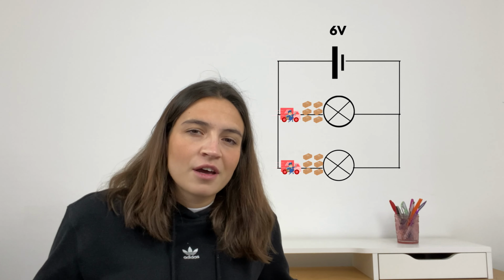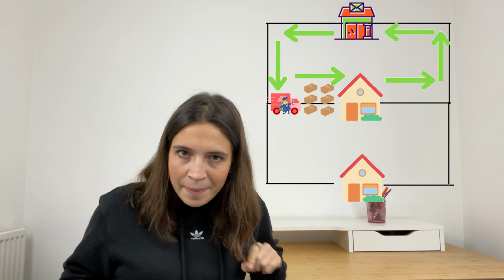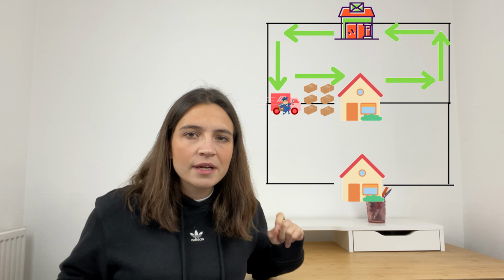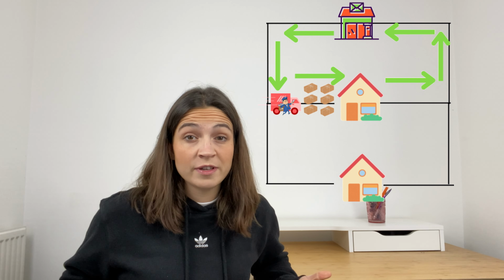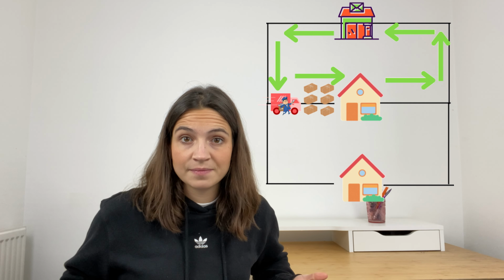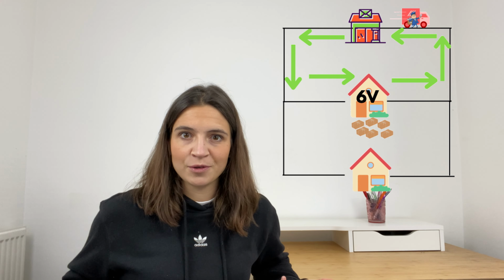So let's follow our postman on the top branch. On his journey back to the cell, he is only going to go past this house here. So he needs to drop all of his packages over that house. So that house, which is representing my bulb, receives 6 volts.